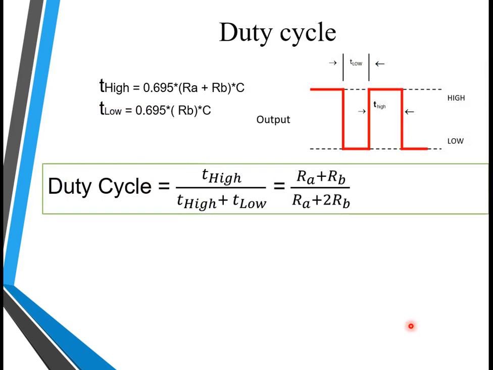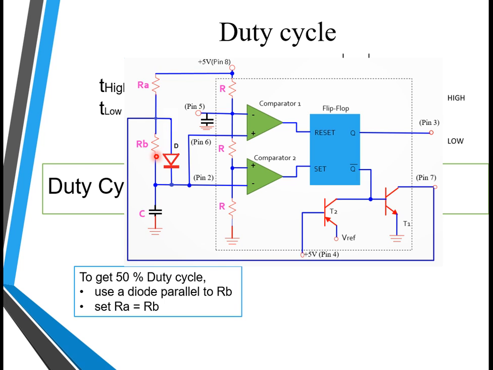Duty cycle is the ratio between T high and the total time period of any signal, digital signal actually. Now from this equation we never get the duty cycle below 50%. To get a 50% duty cycle we just set RA and RB appropriately. In this way we can make an astable multivibrator by 555 timer.